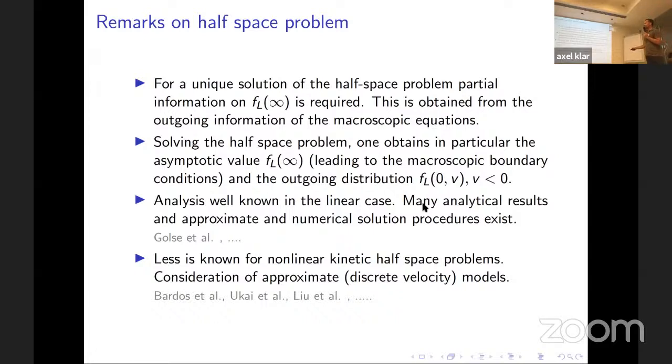And for the linear case, the situation is more or less pretty clear what to do. That means we can also use that nicely in the linear case for doing this coupling. Everything works. But if you are in a non-linear case, there's a huge problem.